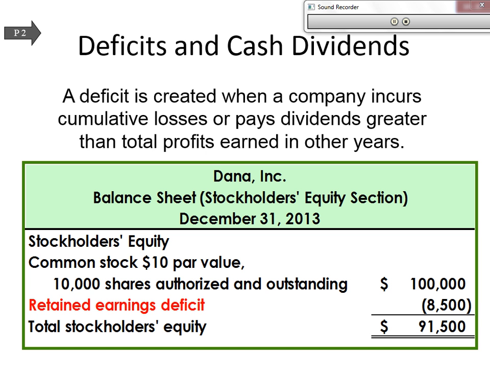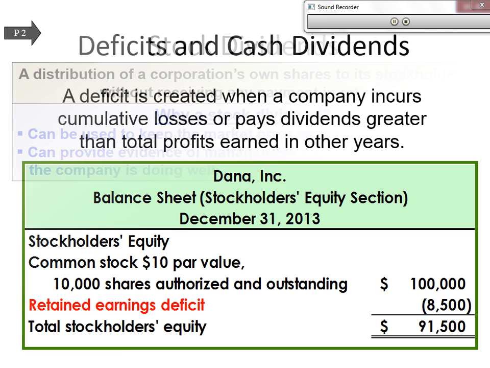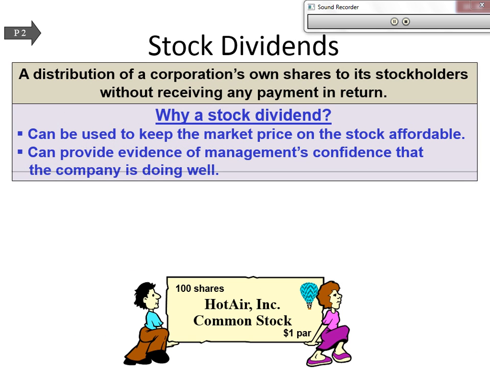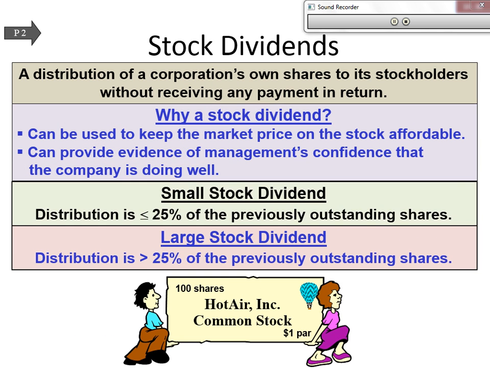So what we have here, common stock, those same 10,000 shares worth 100,000. The deficit was already 8,500. So now that decreases the equity account down to 91,500. Which brings it down to zero, ultimately, retained earnings down to zero.